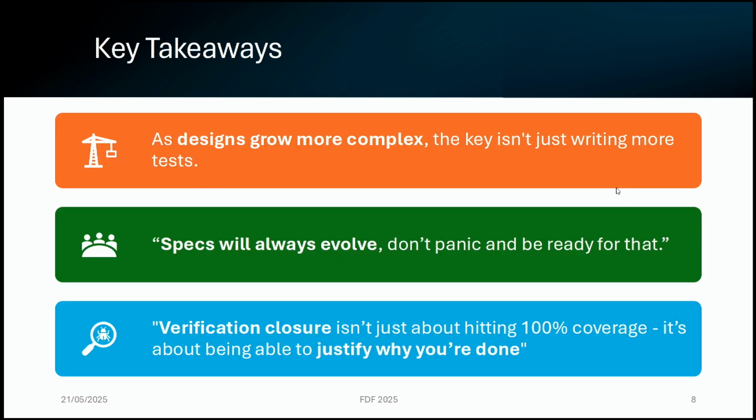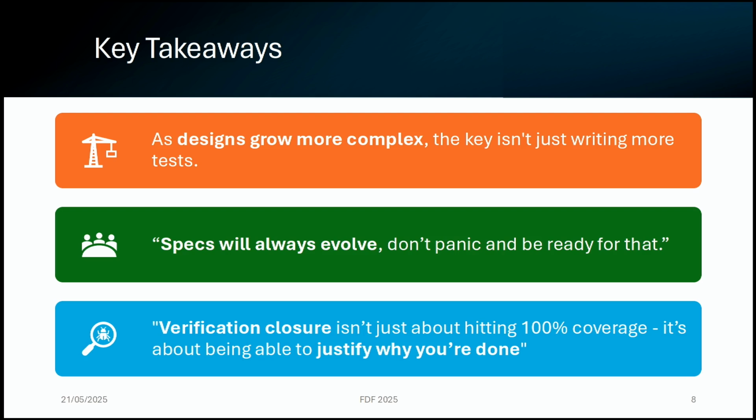So let's close it here. Key takeaways. Design is growing more complex, and we cannot do much about it. And we cannot just write more tests. We might think to try to break down the design and verify the pieces of it. We can try to use random stimulus. We can try to use several verification methodologies. Specs will always evolve. We cannot control that. And what we can do is we can plan ahead. We can try to use assertions as living specification.